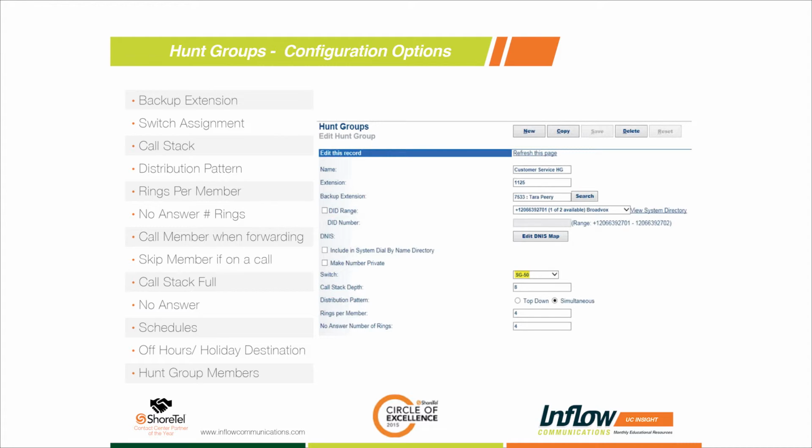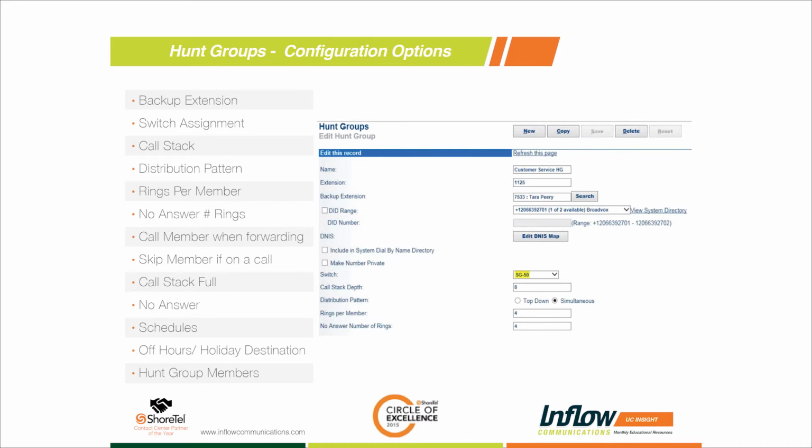The next one is our distribution pattern. Like we talked about earlier, we have simultaneous or top-down. Top-down is always going to send the call to the first person, and then it'll work its way down. If the first person's on the phone, it'll ring to the second person. If the top two are on the phone, it'll ring to the third. Most of our customers using hunt groups will use the simultaneous.